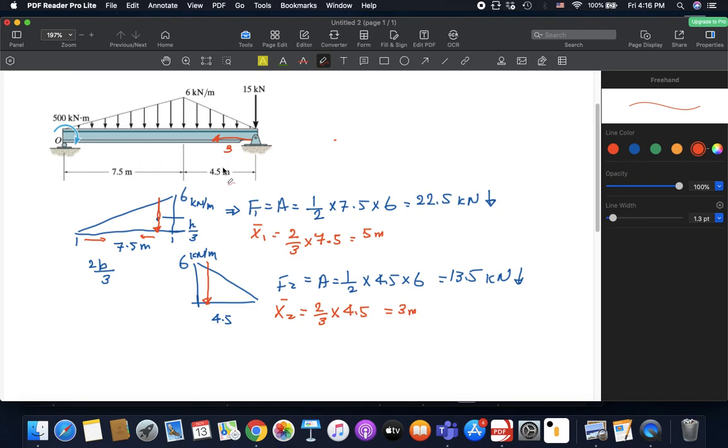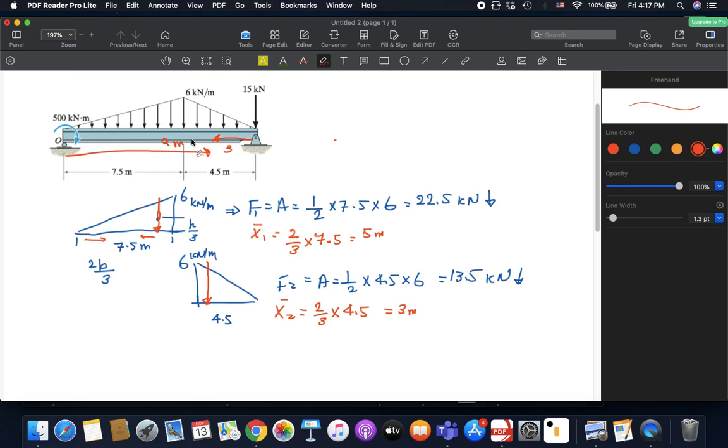It's 7.5 plus 4.5. This is 12. 12 minus 3 gives us this distance from here to our point of interest, which is 9 meters now. This is 9 meters. Sorry for the confusion. Anyways, now we calculated this distance, which was 3.